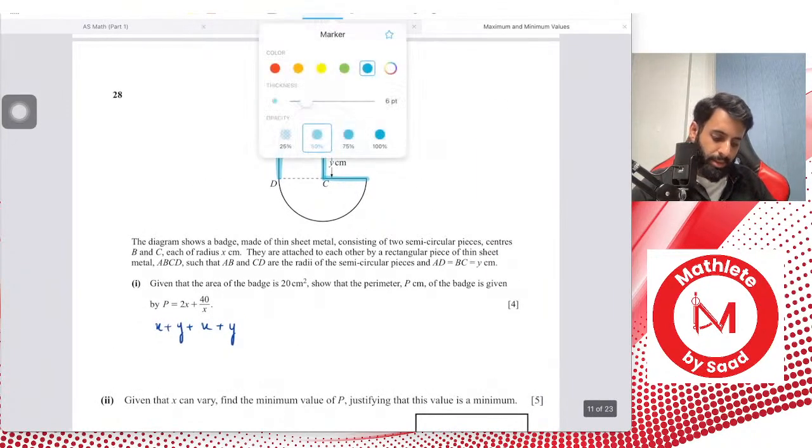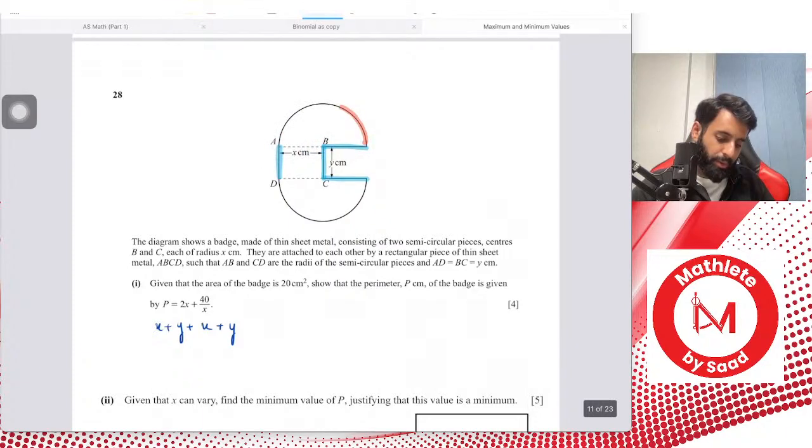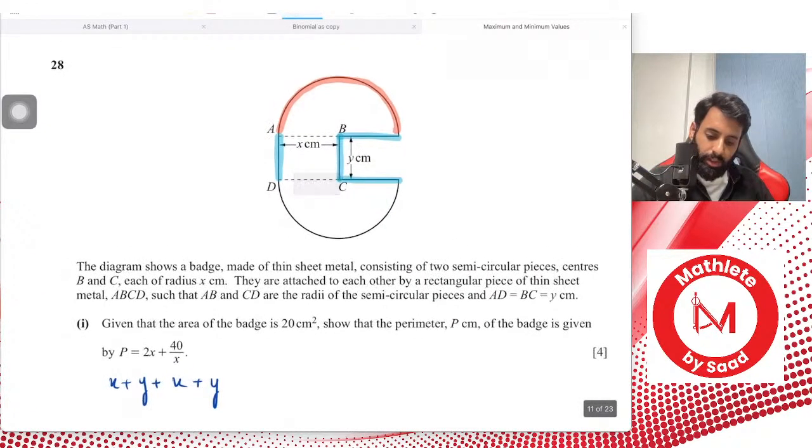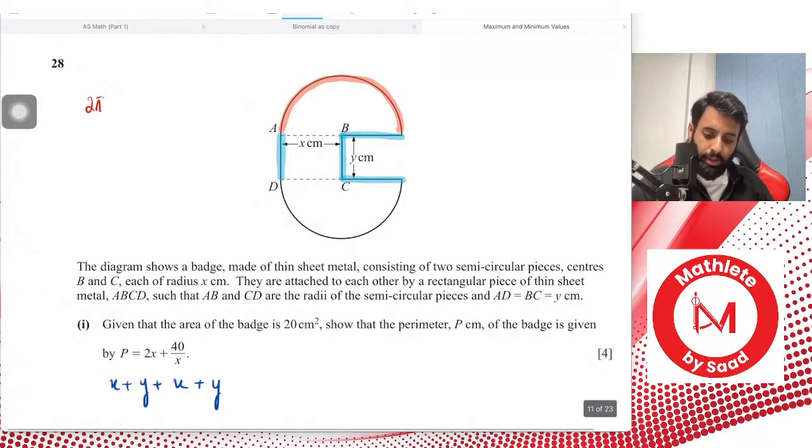That's perhaps the only length for which we have to work hard. The length that I've highlighted in red is the circumference of a semicircle. The circumference of a semicircle is 2 pi r upon 2, so that's equal to pi r. I'll write it down over here: circumference of a semicircle.